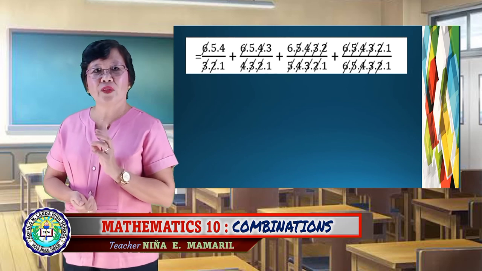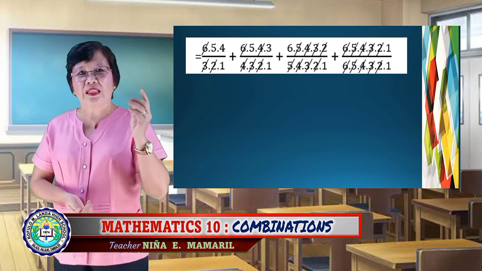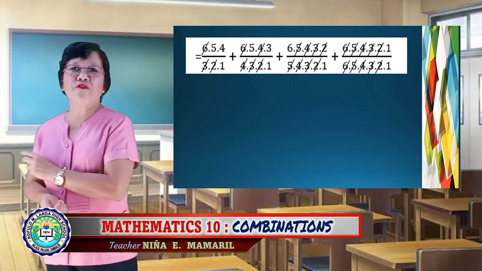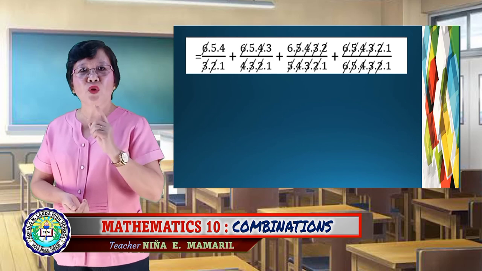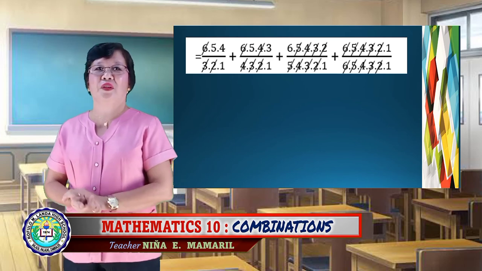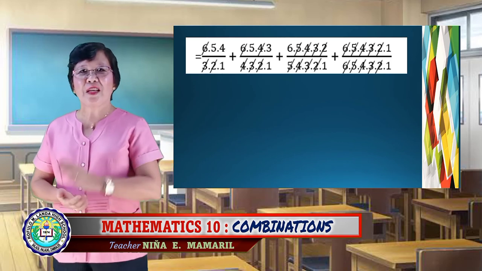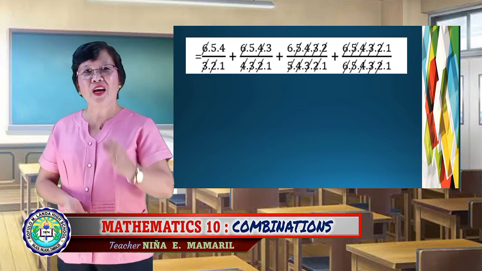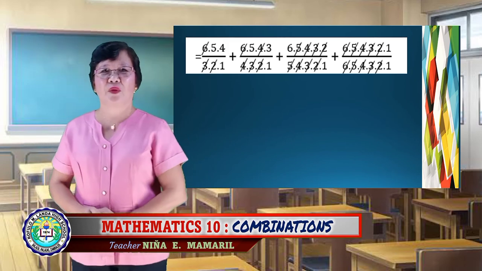We have to cancel out now. Observe that we can cancel out all your common factors: 5, 4, 3, 2 from your numerator and denominator. And the last one, all the factors can be cancelled. Why? We have 6, 5, 4, 3, 2, 1 from numerator and denominator.